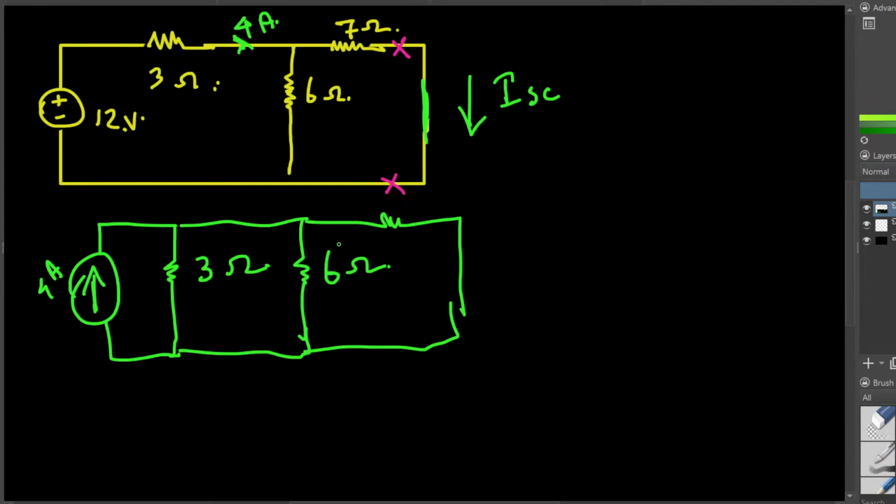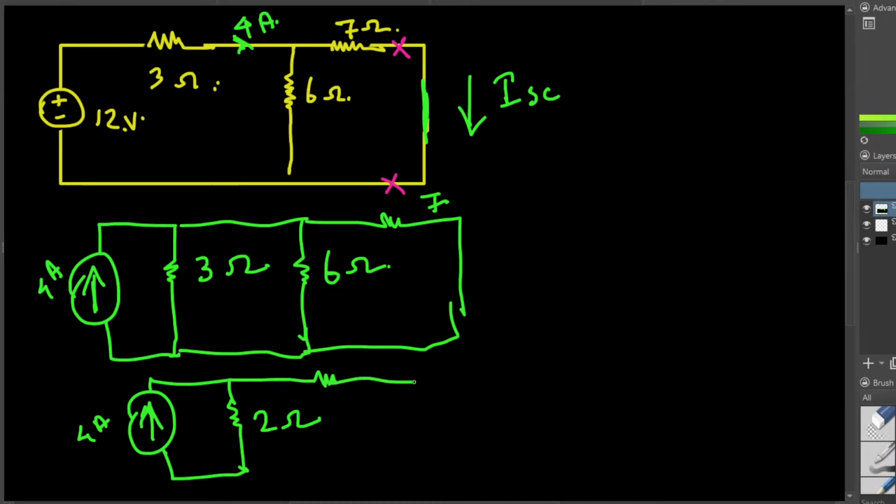Now I can simplify these parallel resistors by doing product over sum. 3 times 6 divided by 3 plus 6, that is 18 over 9, equal to 2 ohm resistance. So the equivalent resistance for this one is going to be 2 ohm, with the 4 ampere current source, and we still have the 7 ohm resistance left right here. Now I can apply the current division so easily.